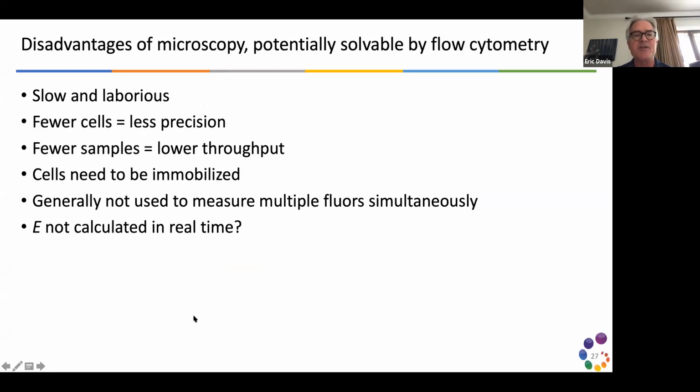But there are some disadvantages to microscopy that are potentially solvable by using flow cytometry to measure FRET. Microscopy is fairly slow and laborious, so you can only analyze a small number of cells, so there's less precision, a small number of samples, and lower throughput. The cells need to be immobilized, so there's really nothing that can be done with them other than to measure their FRET. And to my knowledge, microscopy generally does not measure FRET as well as the abundance or presence of other fluors simultaneously, or calculate FRET or efficiency in real time.